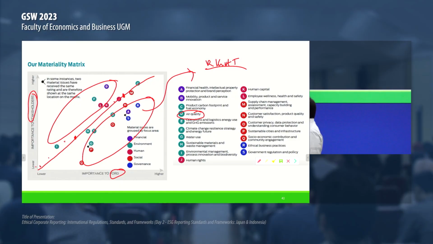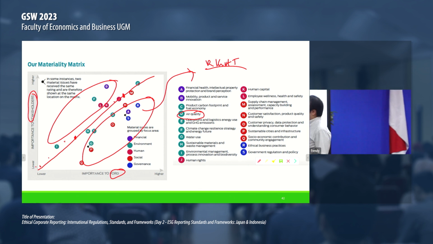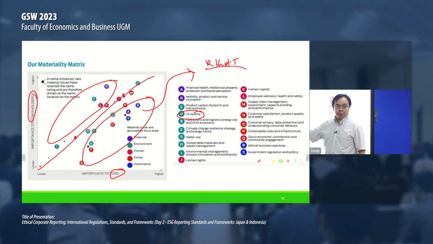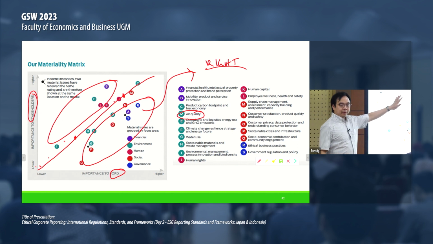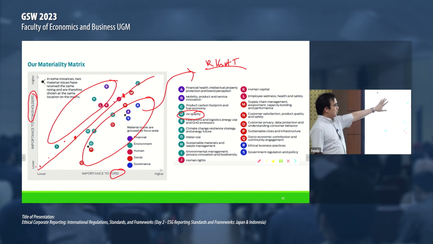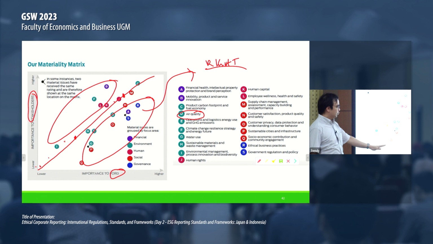Right. So the items on the right are those that Ford considers more important for themselves relative to the stakeholders. Okay? And then it's vice versa on the left. For the items on the left, the stakeholders consider them important relative to Ford. Okay? Good. So this is how we interpret this matrix.